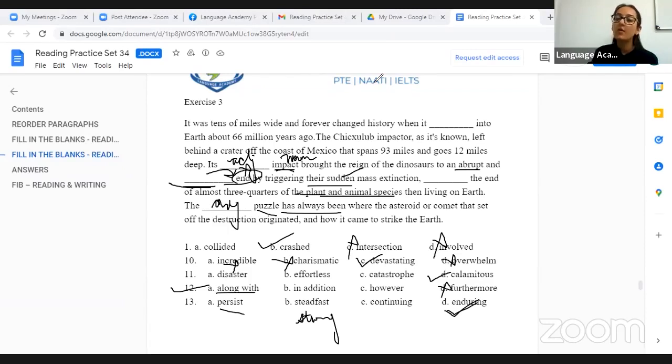Furthermore comes with a comma after, however also comes with a comma after, along with, like we put it here, without a comma after. In addition generally comes in the beginning of the sentence, not in the middle of the sentence. And yes, if it comes in the beginning of the sentence, it will come with a comma. That's it.